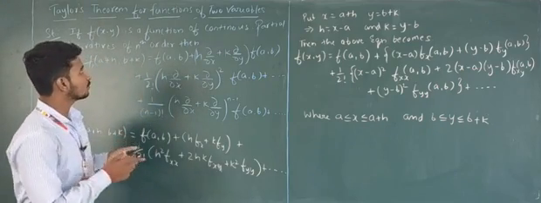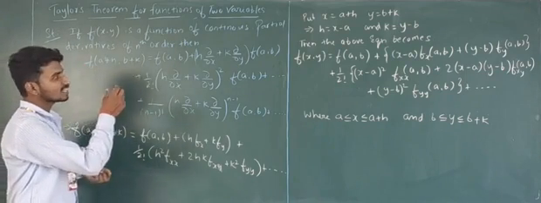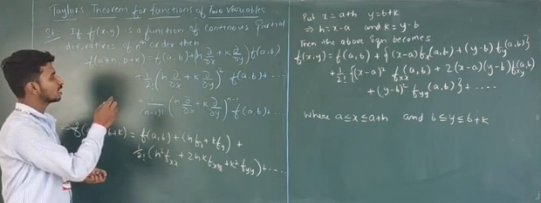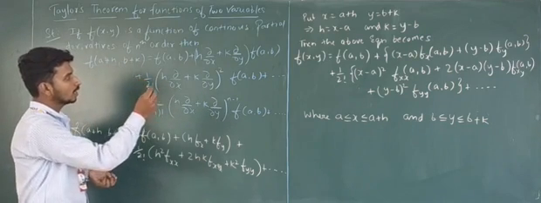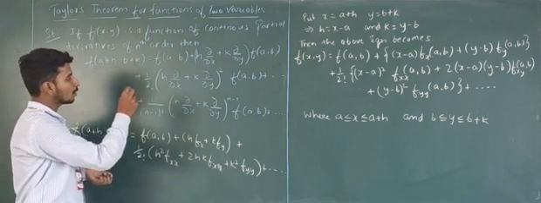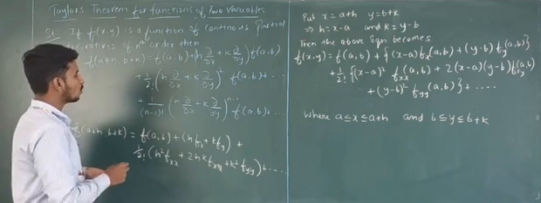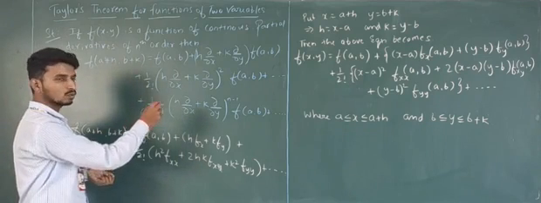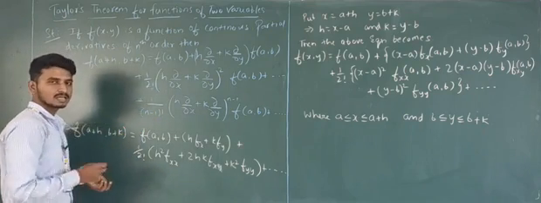So here, Taylor's theorem for a function of two variables is: if f of x comma y is a function with continuous partial derivatives of nth order, then f of a plus h comma b plus k equals f of a comma b plus h into dou by dou x plus k into dou by dou y into f of a comma b, plus 1 by 2 factorial into h dou by dou x plus k dou by dou y whole square into f of a comma b, plus so on, plus 1 by n minus 1 factorial into h dou by dou x plus k dou by dou y whole raised to n minus 1 into f of a comma b, plus so on.